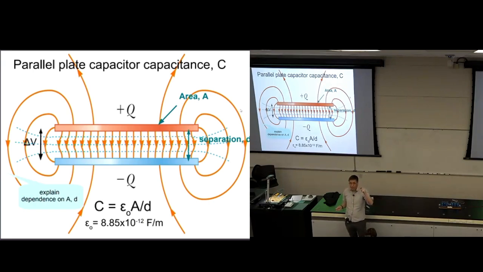If you want a really tiny picofarad capacitor, you've got to make small plates, and you want them well separated. You want to make A small and D big. And so this is kind of the rule book for how you would make a large or a small capacitor, whatever capacitance you want. Let's just look at a quick example involving that, I think.